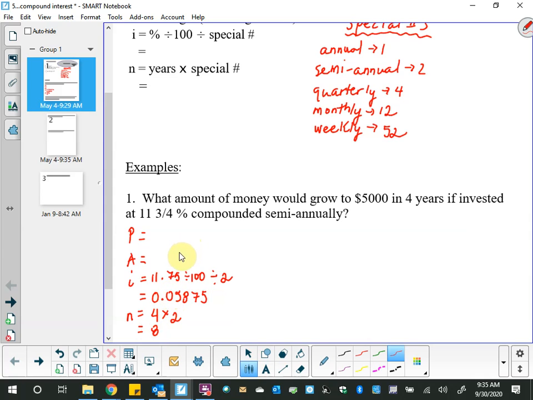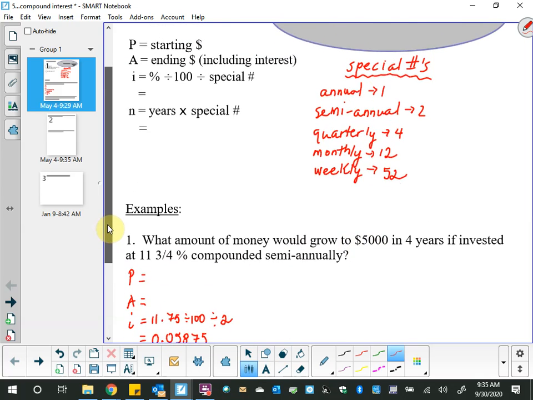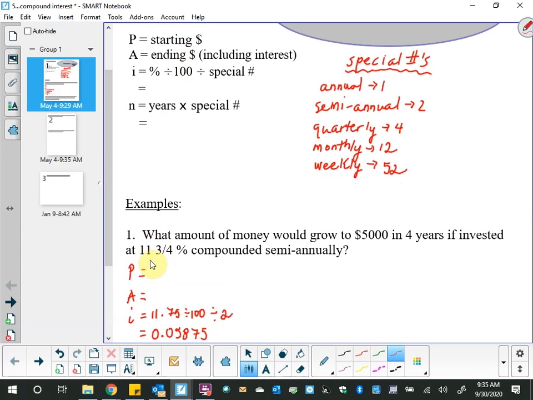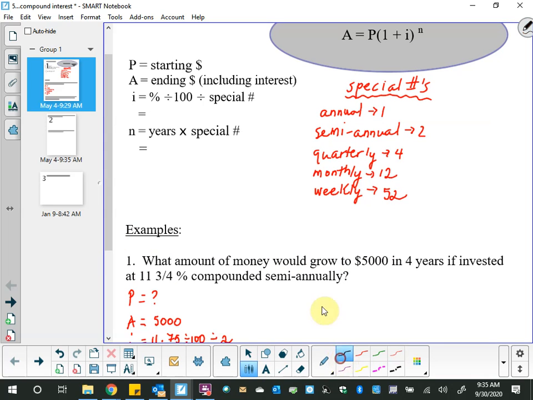Now, maybe the hardest part for you might be figuring out where the 5,000 goes, because the 5,000 is either the starting amount, and I put it in P, or it's the ending amount, so I put it in A. So let's reread. What amount of money would grow to, so this is the final amount. I'm growing my money to $5,000. And this is the question mark. So I'm going to dig out my main formula. And then I'm going to put the values in and see if it's a logarithm question or otherwise.